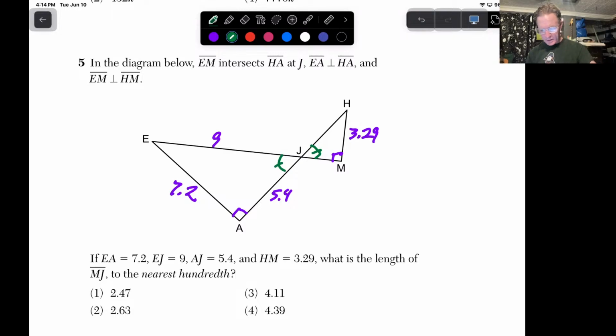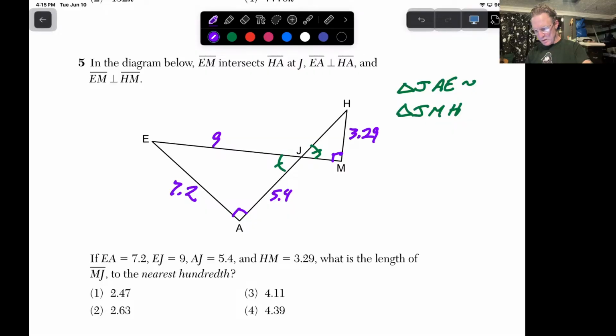So what we could state now is we could state that triangle JAE is similar to triangle JMH. And so what I did is I just mapped up the angles, right? So I know J is congruent to itself, right, because they're vertical angles. I know that A is congruent to M, and then therefore E must be congruent to H. So now I have my triangle correspondence. Now I can set up my fractions.